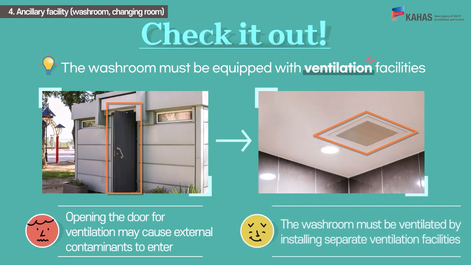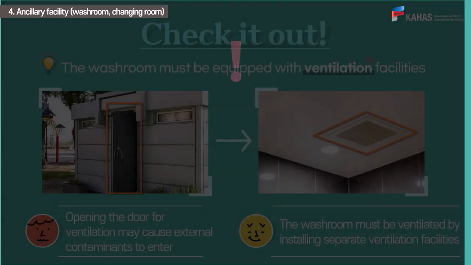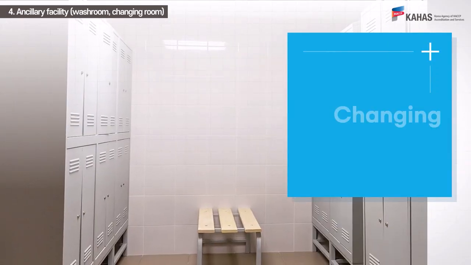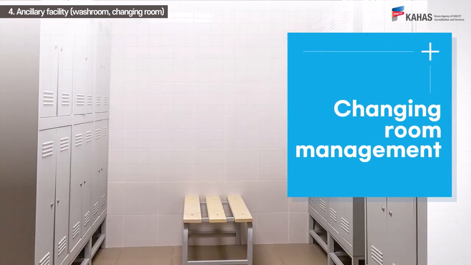Please install a separate ventilation facility in the washroom so that indoor air is not expelled into the interior of the workplace. Opening the door for ventilation may cause external contaminants to enter. Even if you use a public washroom, set and manage your own management standards, such as carrying hygiene products to prevent cross-contamination. Next, we will check the changing room management.